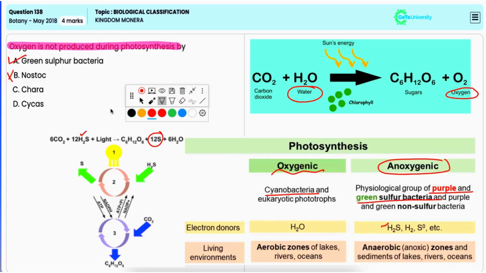Option C, Chara. Now, it is also incorrect because it is a green alga that undergoes oxygenic photosynthesis. Option D, Cycas. It is also incorrect because Cycas is a gymnosperm that carries out oxygenic photosynthesis.